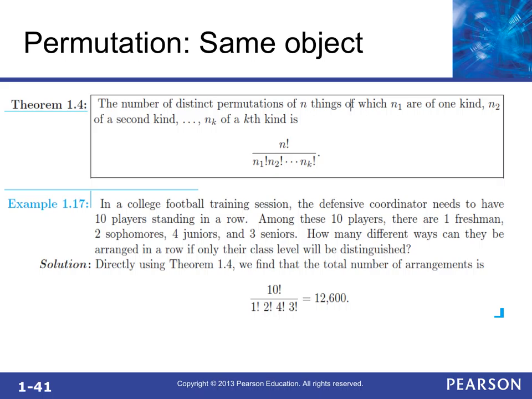Another variation that we have to consider is the case that we have the same object. The number of distinct permutations of n things, of which n1 are of one kind, n2 of a second kind, and so on, and nk of a kth kind, is this one. So in this case, we have several objects which are the same. For example, we have three red balls and three black balls, or three blue balls, something like that. So in this case, we need to apply this formula. So let's take a look at this example.